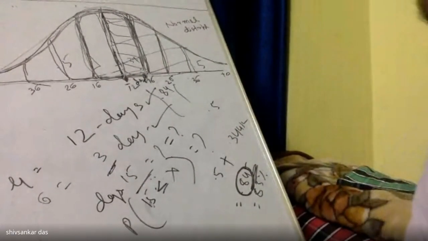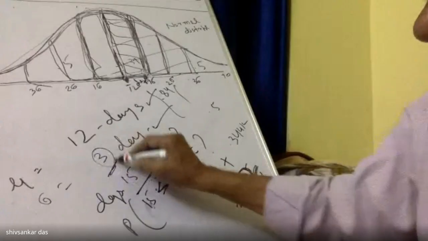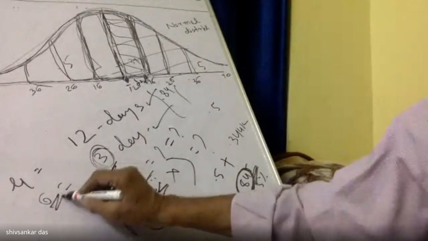So here mu is 12 days, that is the middle point of it. So 50% of the left side. Generally the project is completed in 12 days. So we have taken 50% of the left side and then 34% for plus 3 days, that is 15 days. One sigma is 3 days. Okay, got it. Yes, sir. Thank you, sir.